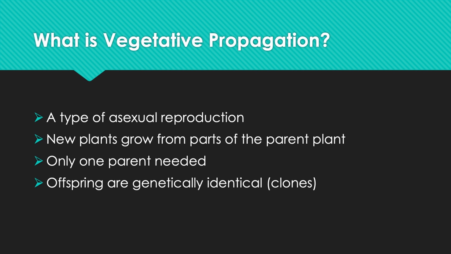Vegetative propagation is a type of asexual reproduction which allows plants to produce new individuals using parts of the parent plant such as stems, roots, leaves, or bulbs. This means only one parent is needed, and the offspring produced are genetically identical or are clones of the parent plants.